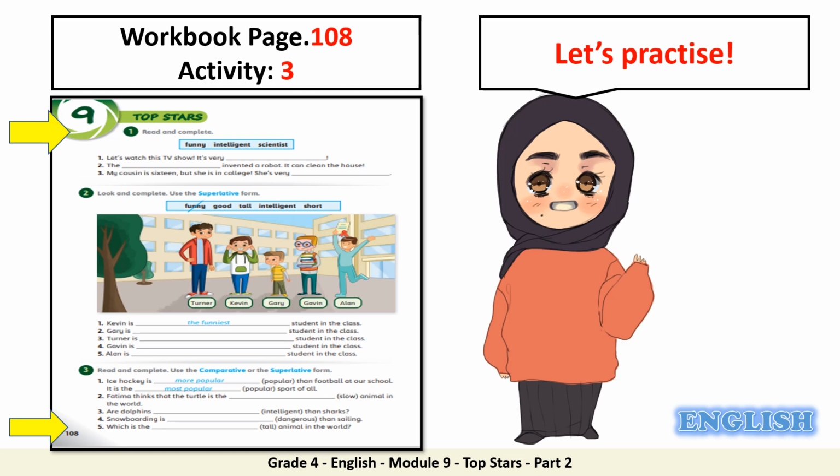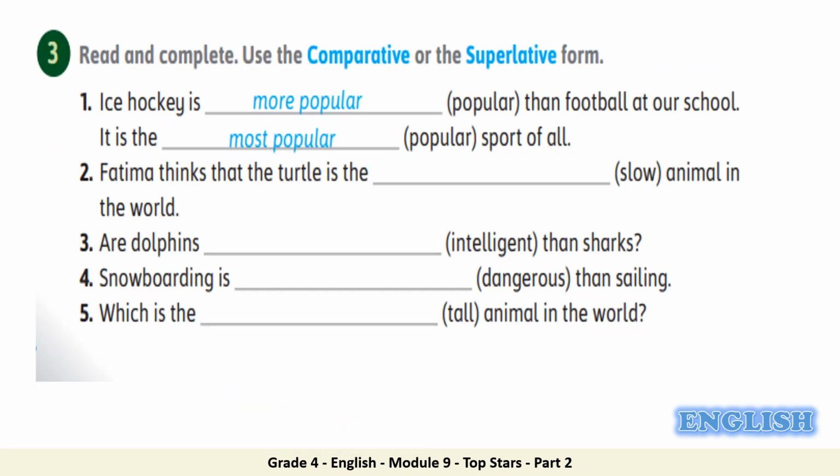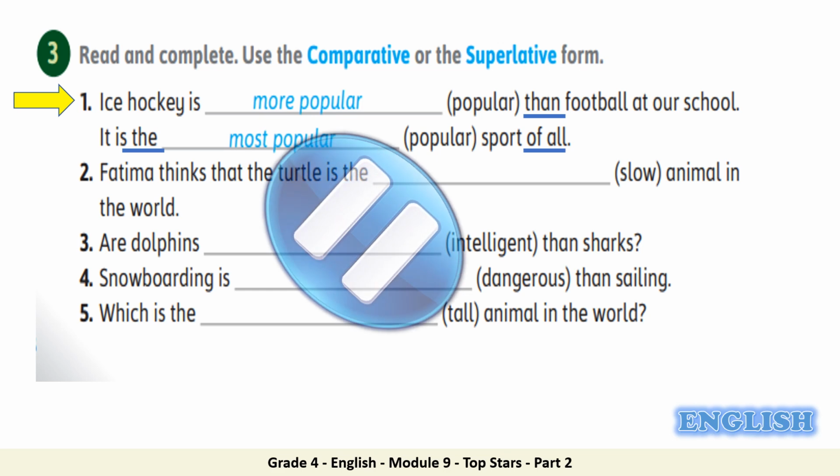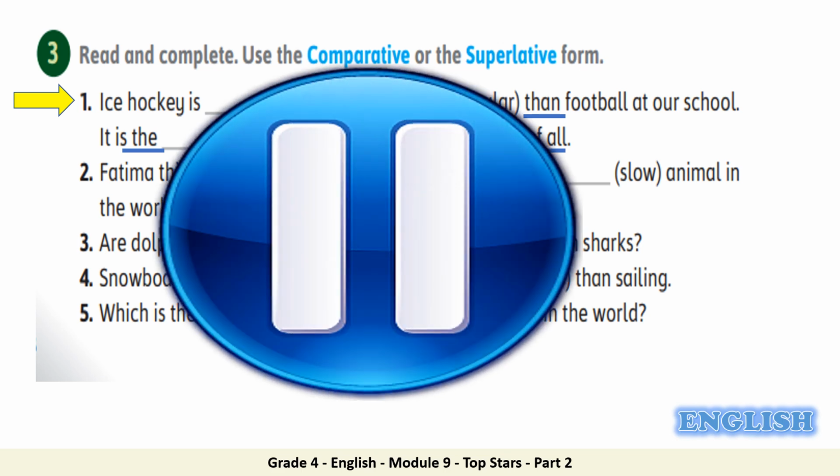Open your workbook, page number 108, activity number 3. Read and complete. Use the comparative or the superlative form. The first one has been done for you as a model. Let's read it together and highlight the keywords. Ice hockey is more popular than football at our school. It's the most popular sport of all. I want you to pause this video and do the rest of this activity by yourself.